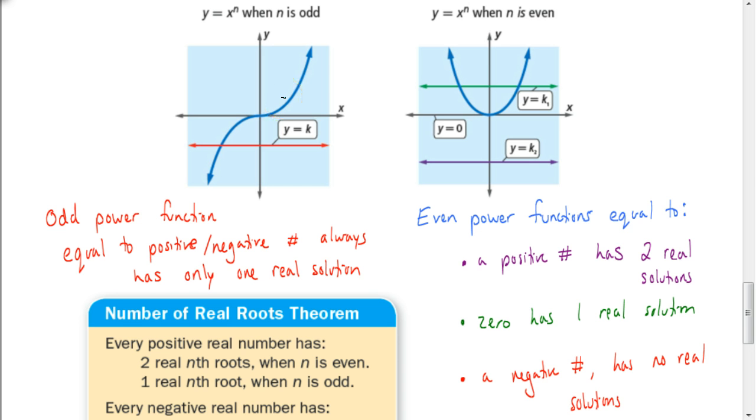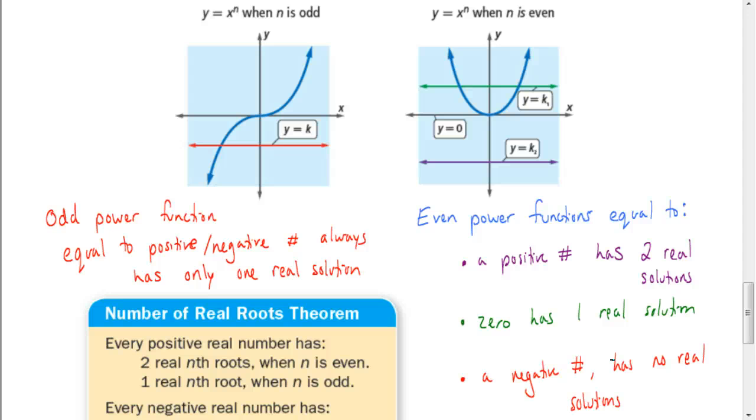What is the significance of that? Well, here's what this is illustrating. If we have an odd power function, so if I have an exponent that's odd, and I have that function equal to a positive or a negative number, it's always going to result in only one real solution. Now, why is that important? Because there are times where you could come up with more than one solution, exactly one solution, or no solutions if it's an even power function.